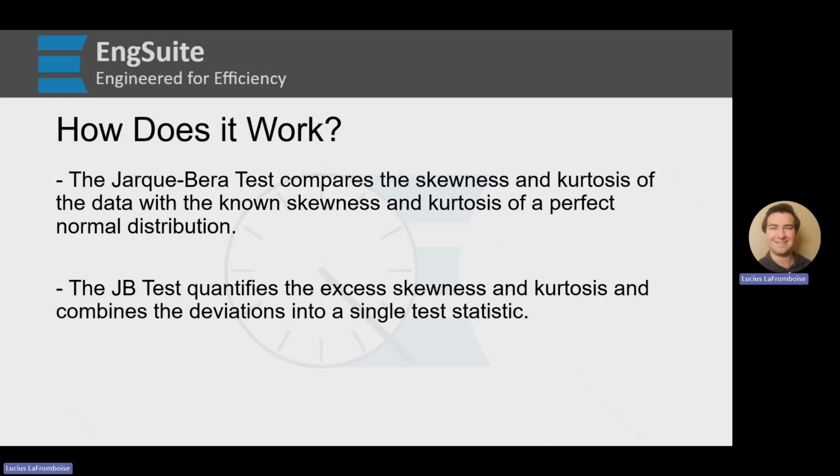The Jarque-Bera test compares the skewness and kurtosis of our data with the known skewness and kurtosis of the normal distribution. And then the JB test quantifies that excess skewness and excess kurtosis and combines those deviations into a single test statistic. So let's learn how those skewness and kurtosis get turned into a test statistic.